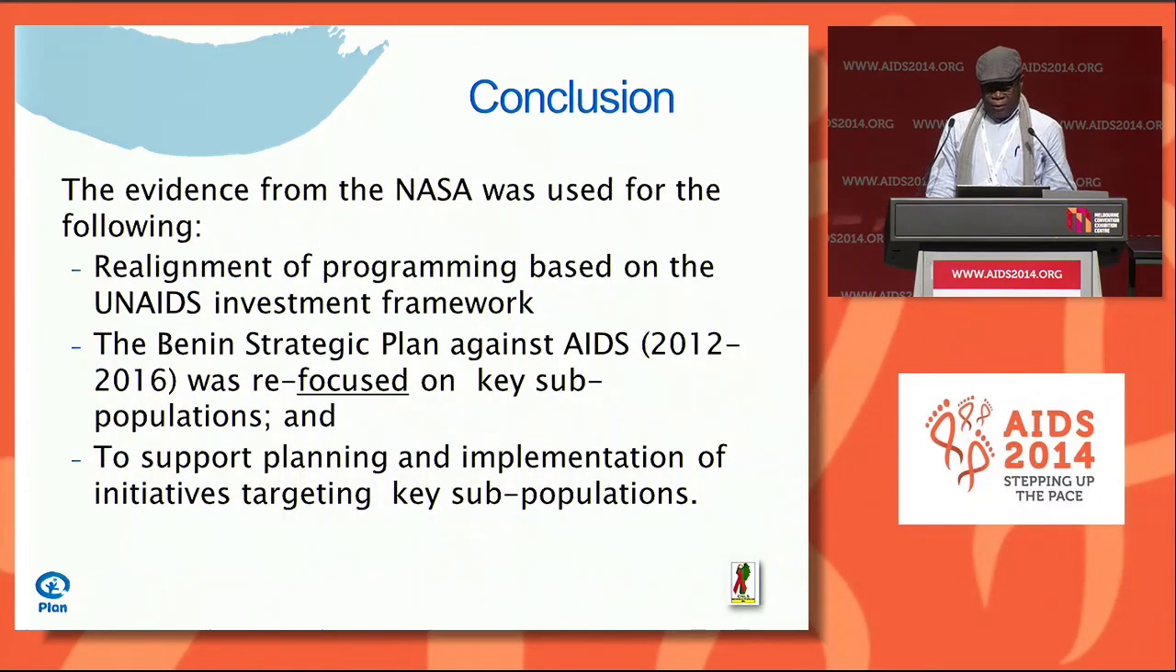The evidence from NASA was used for the following realignment of programming based on the Unified Investment Framework. The Benin Strategic Plan against HIV was refocused on the key subpopulations, and the support planning and implementation for initiatives targeting key populations is done.